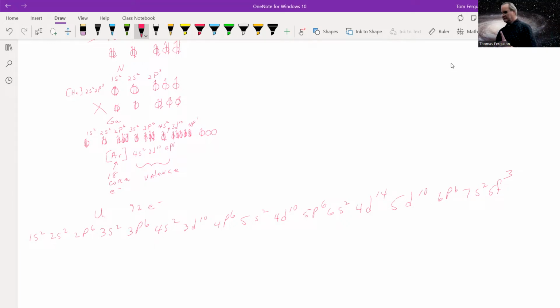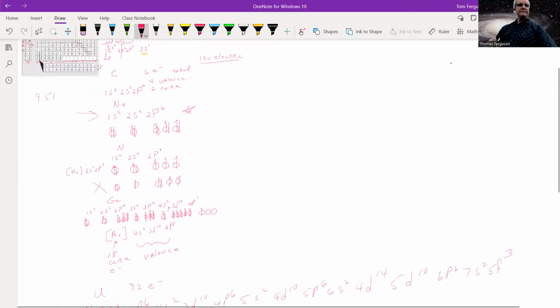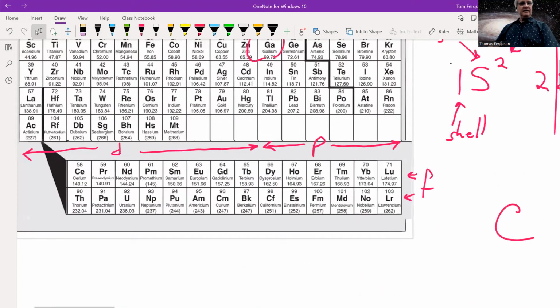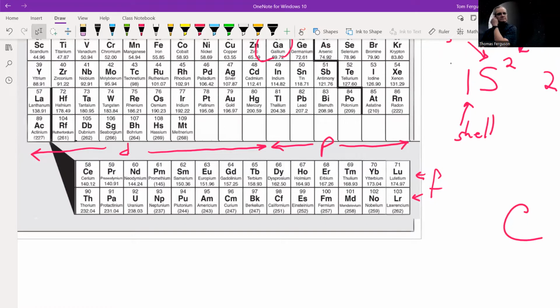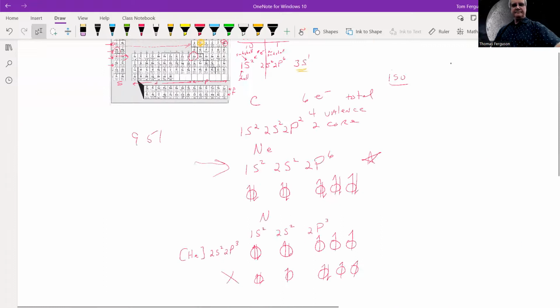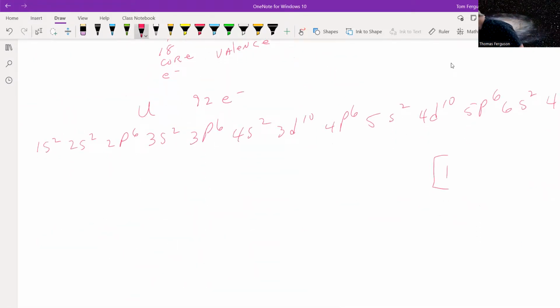Or the abbreviated one, what's the nearest noble gas to uranium? Uranium is located right here. A big difference. So that's a 1A kind of problem. The more complicated these get, the more important it is to write the abbreviated one, because again, the abbreviation stands for the core electrons that don't do chemistry. Only the valence electrons do the chemistry.